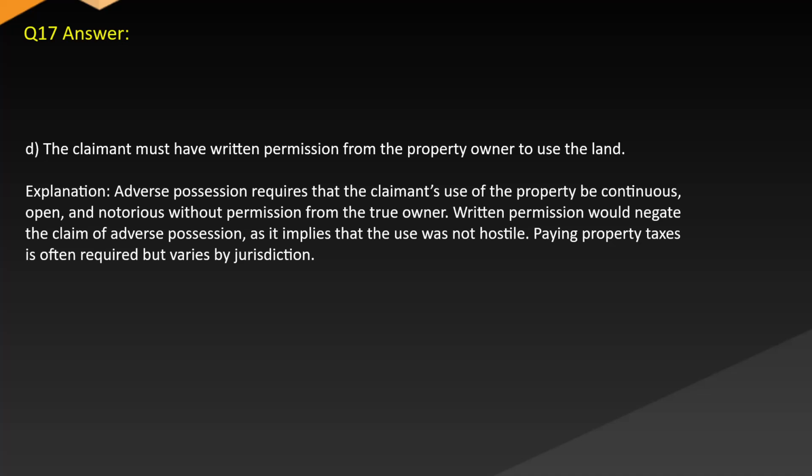Answer. D. The claimant must have written permission from the property owner to use the land. Explanation. Adverse possession requires that the claimant's use of the property be continuous, open, and notorious without permission from the true owner. A written permission would negate the claim of adverse possession, as it implies that the use was not hostile. Paying property taxes is often required but varies by jurisdiction.